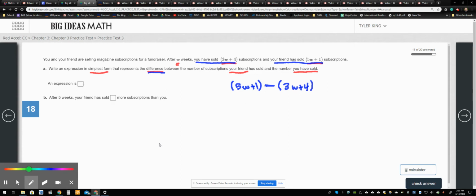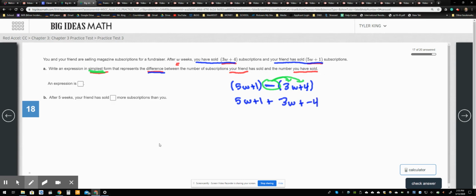Now this is just like an earlier question that we had. We're going to take this negative sign and distribute that negative sign all the way through, and that's because they want it in simplest form. So when we do this, we're going to rewrite this and it's going to end up becoming 5W plus 1 plus, and now this negative is going through, so it's going to be negative 3W plus negative 4.